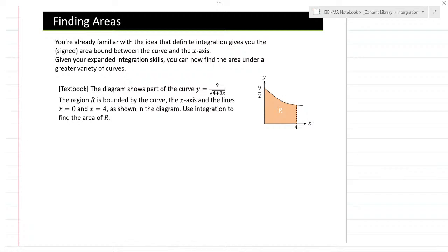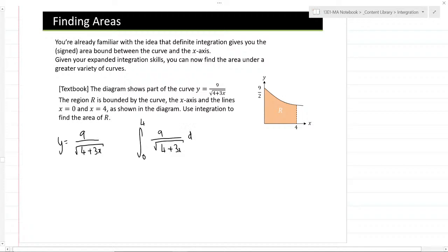So this is from the textbook. It's basically saying this, isn't it? You've got a curve which is y is equal to 9 over the square root of 4 plus 3x, and it's asking you to find the area between 0 and 4. Okay? So this is what it's looking for. It's looking for the integral between 0 and 4 of 9 over root of 4 plus 3x with respect to x.